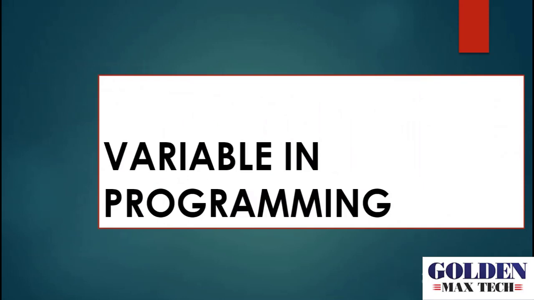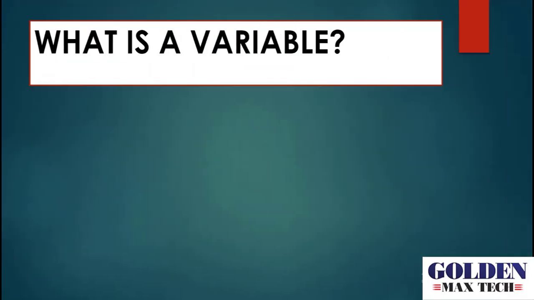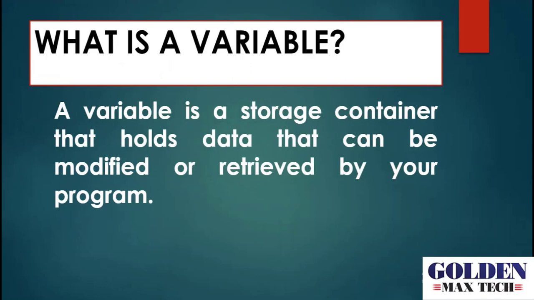In our coding class today, we're going to look at variables in programming. We want to start off by knowing what a variable is. What is a variable? A variable is a storage container that holds data that can be modified or retrieved by your program.